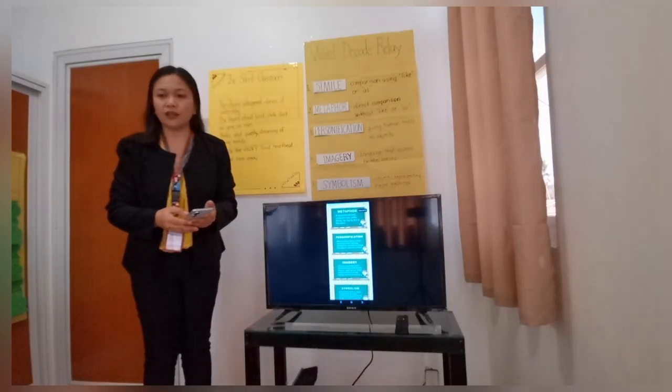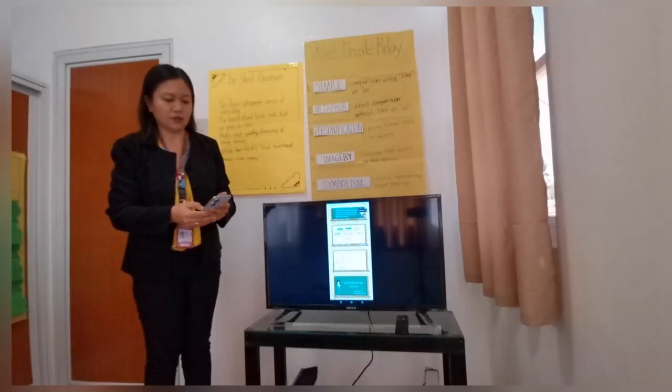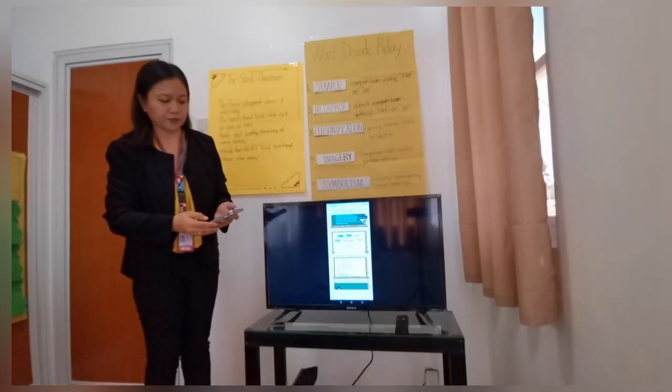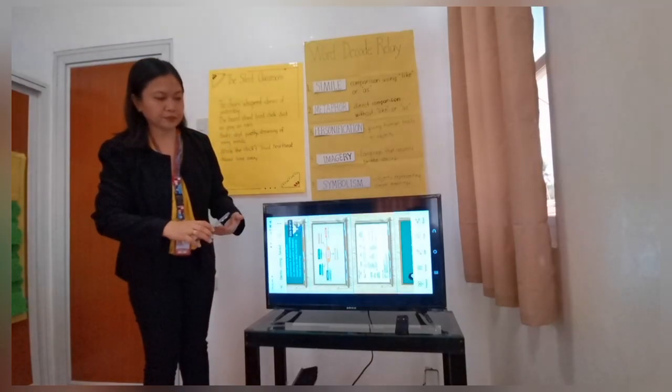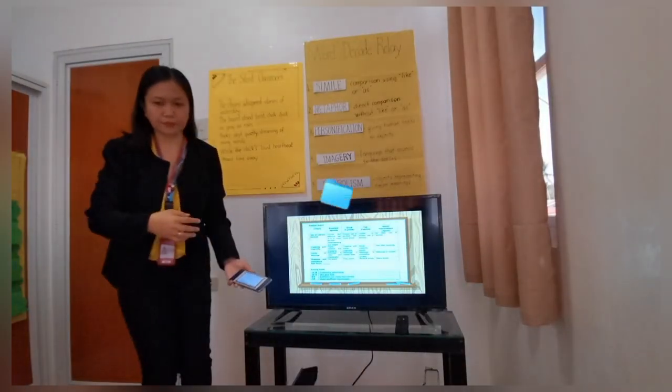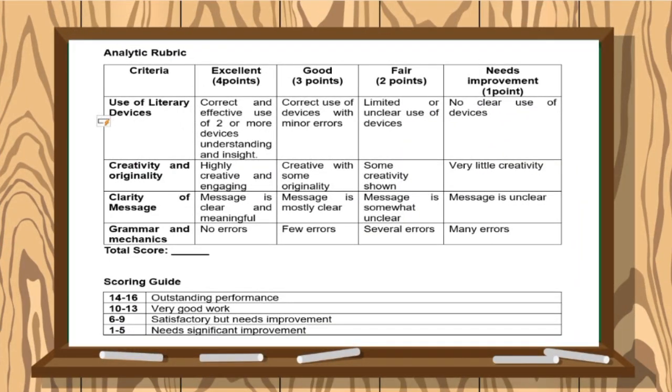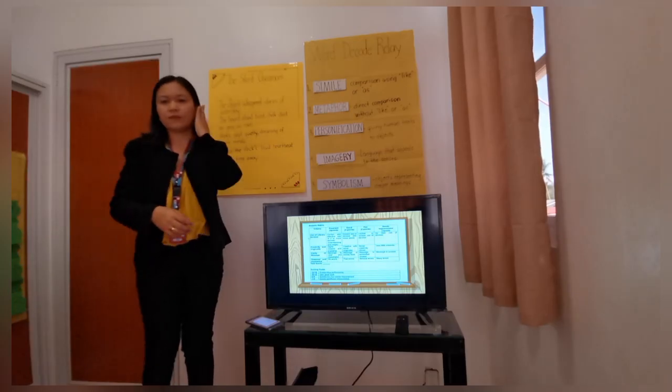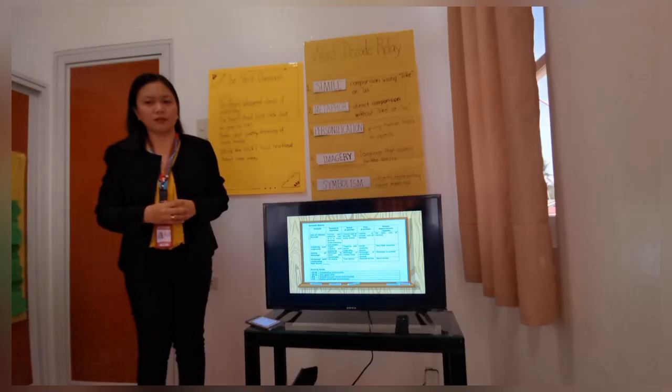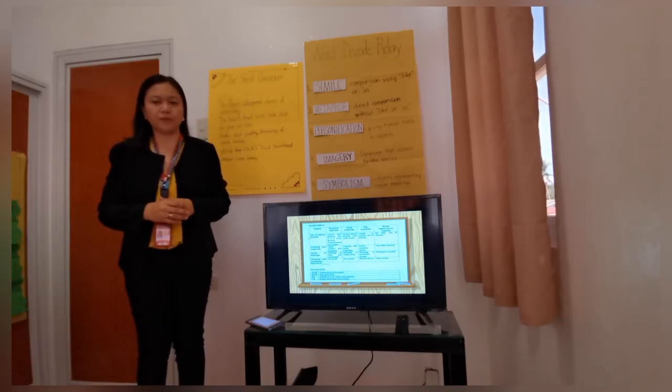And you will be graded using this rubric. We have here the clarity, creativity, the grammar, and use of literary devices.